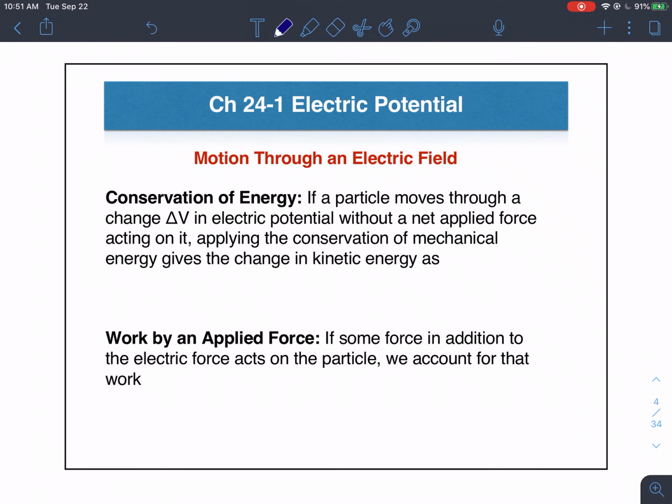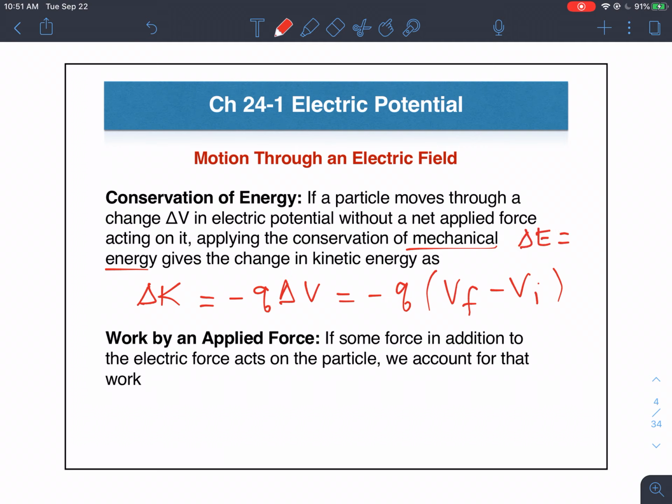Okay, and that is change in kinetic energy equals negative Q delta V, and since delta V is final minus initial potential, you can write it that way. So a couple of things here: mechanical energy is usually shown with delta E, and that is delta K plus delta U. And we're saying that this is conserved, so that's going to be equal to 0. That's why delta K is equal to negative delta U.